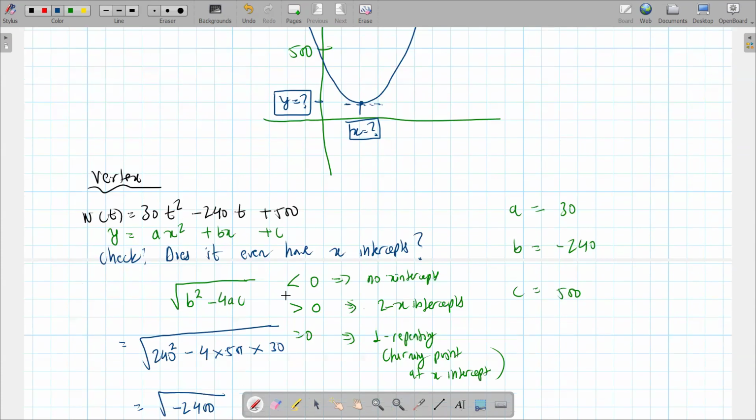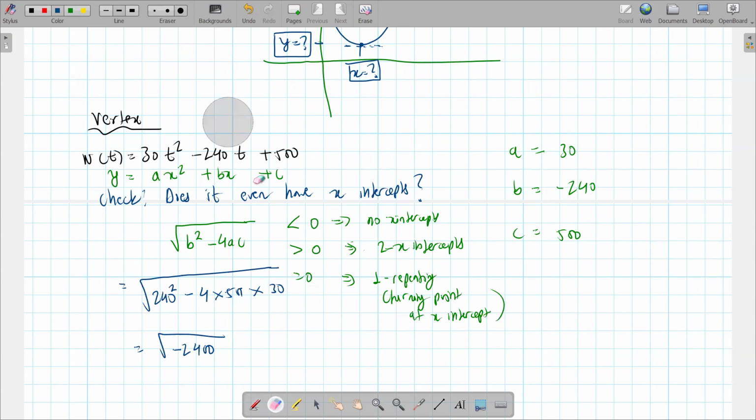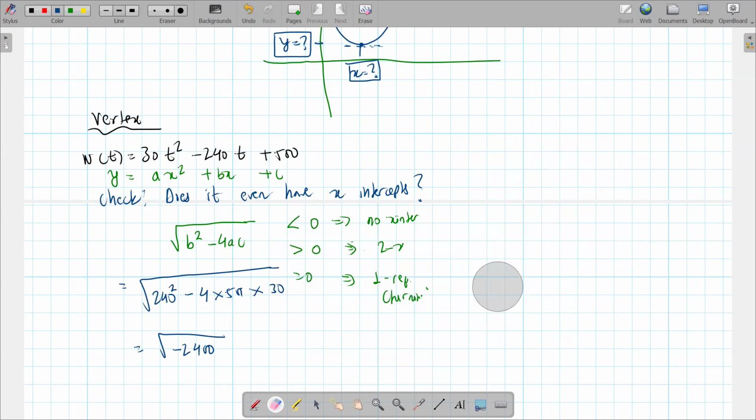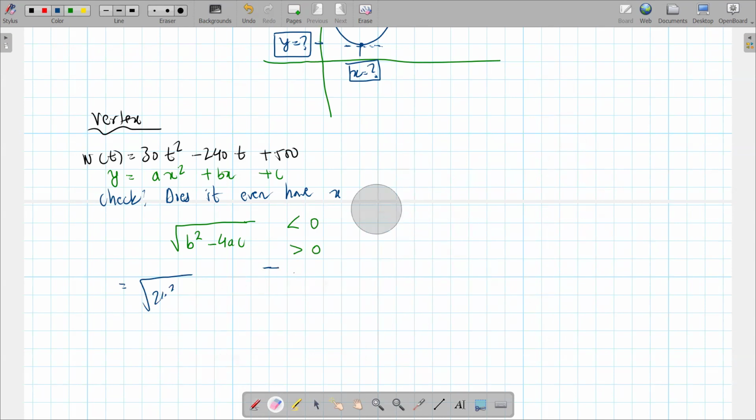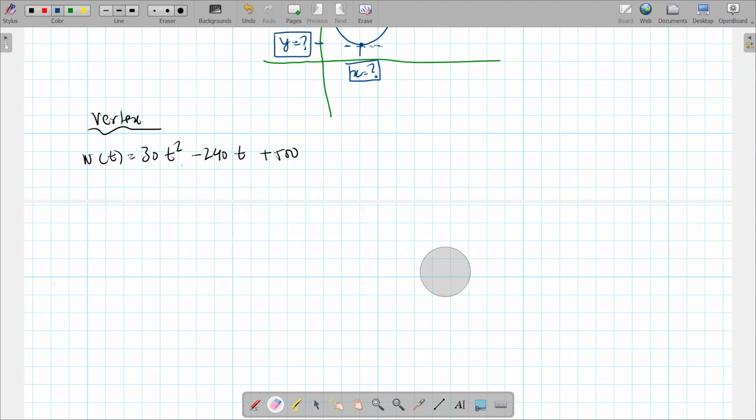How do we find the vertex of something that doesn't have an x-intercept? This method is not going to work. The method of first finding the x-intercepts and then the midpoint, which is h, k, failed. It does not work here because it doesn't even have x-intercepts. So now we have to think of it a different way.